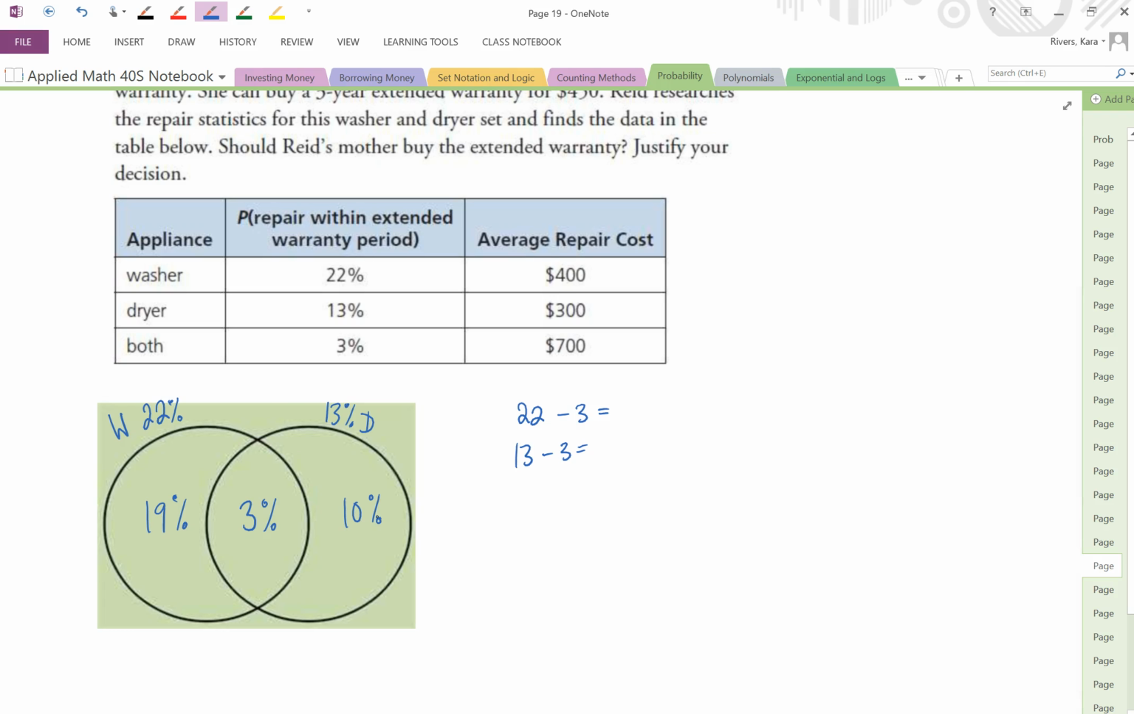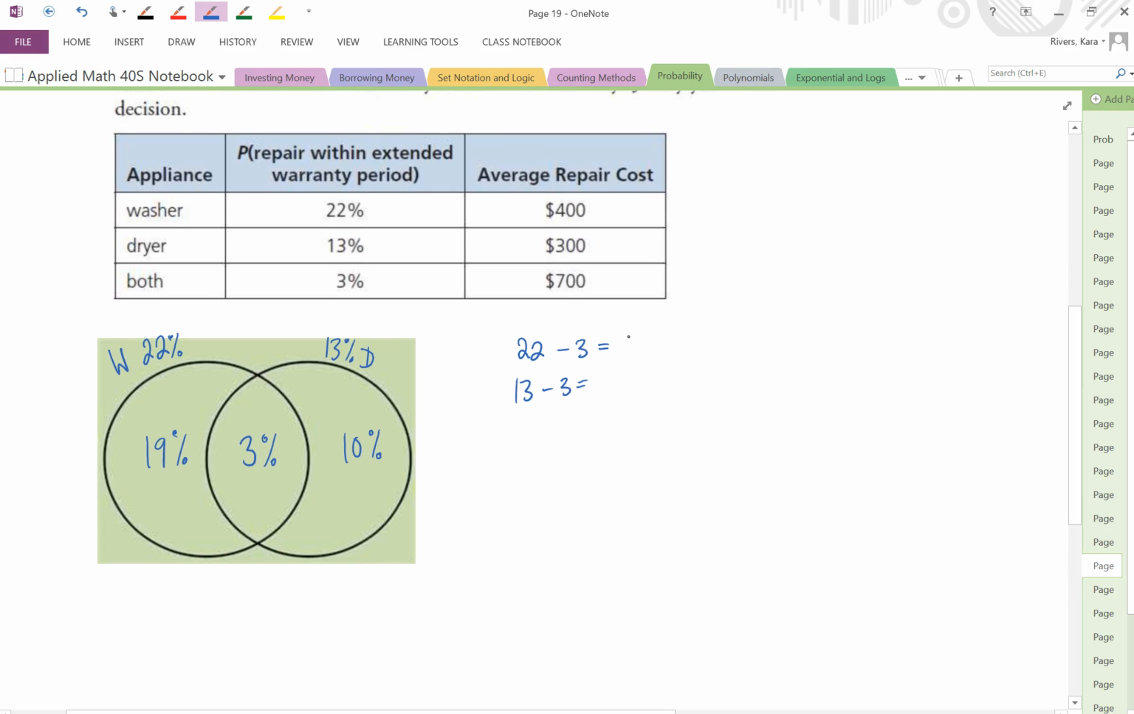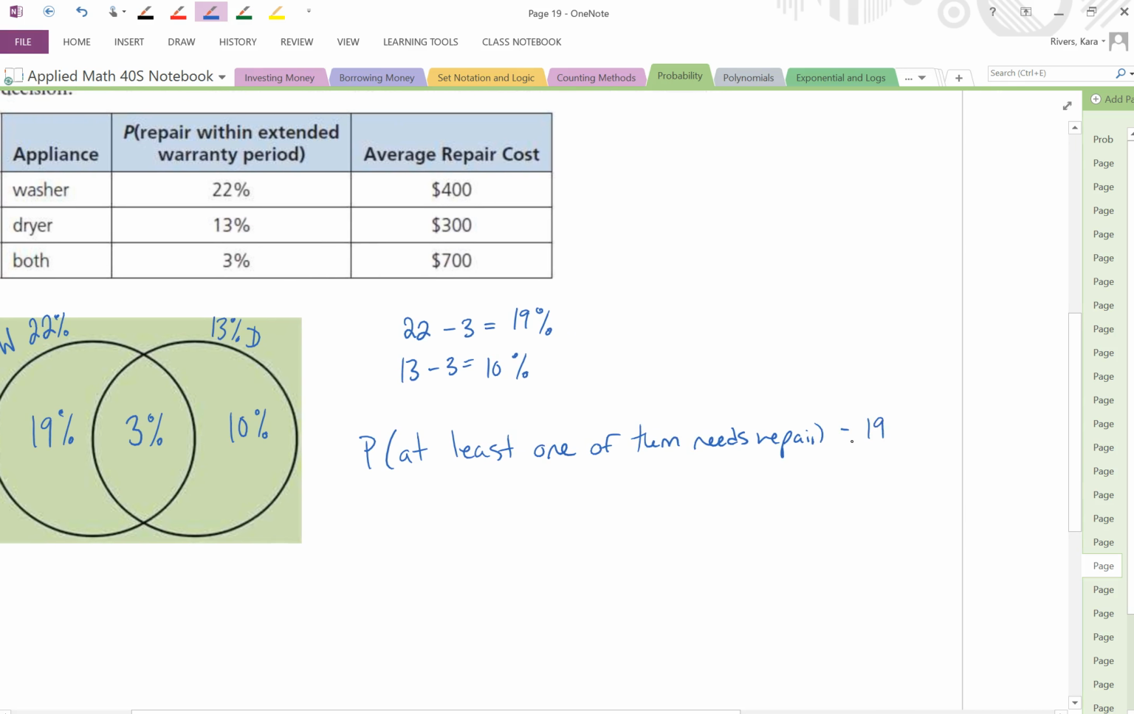So what's the probability that at least one of them needs repair? Remember that at least one probability? Well, first of all, I'm going to put in these values, so it's not going to bother me. Well, the probability of at least one would be 19 plus 3 plus 10%. So let's write that one down. So 19 plus 3 plus 10, and that would give us 32%.